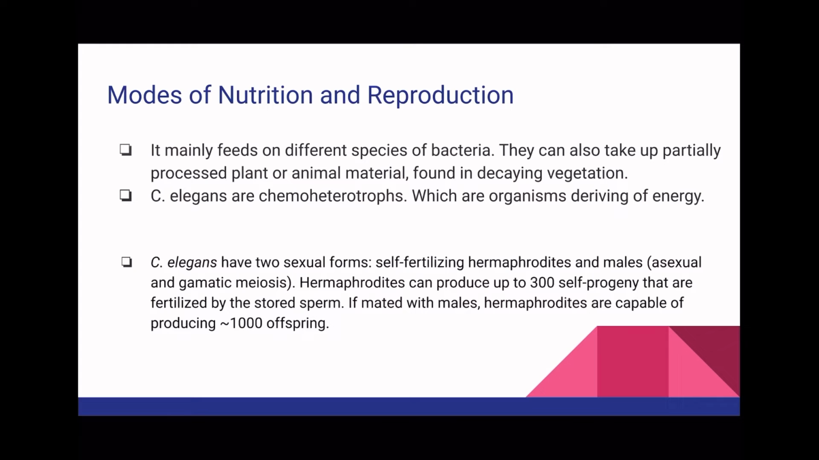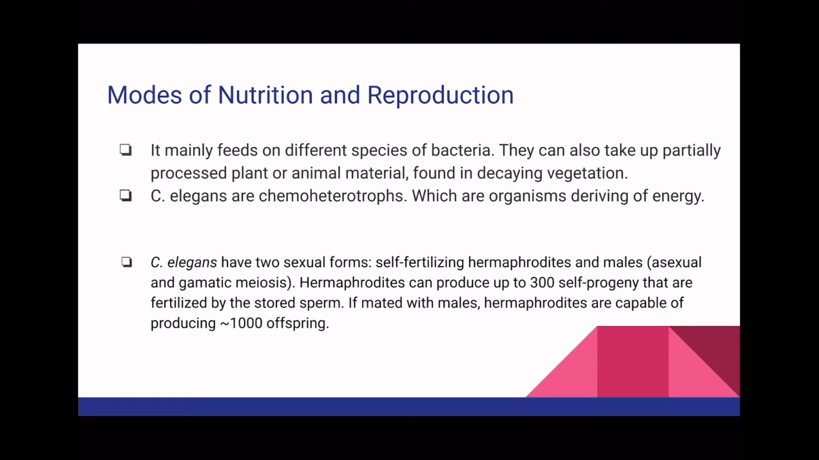Modes of nutrition and reproduction. It mainly feeds on different species of bacteria. They can also take up partially processed plant or animal material found in decaying vegetation. C. elegans are chemoheterotrophs, which are organisms deriving energy from organic compounds.